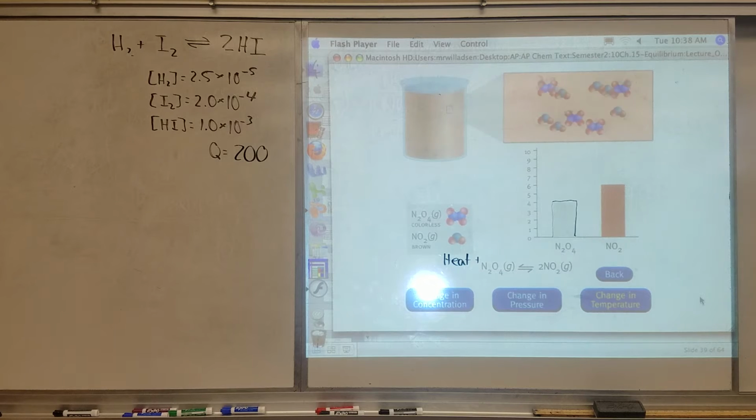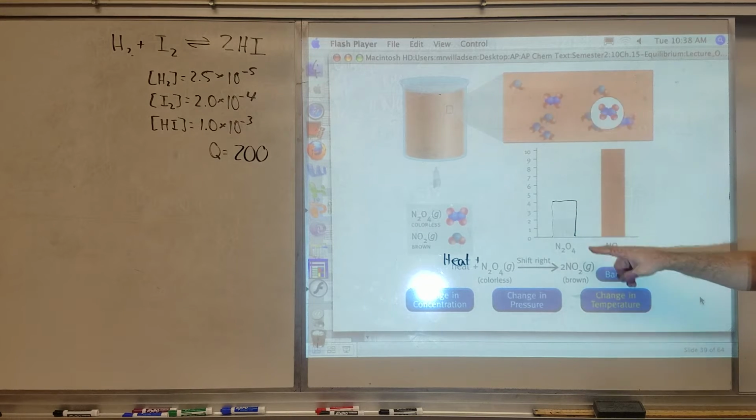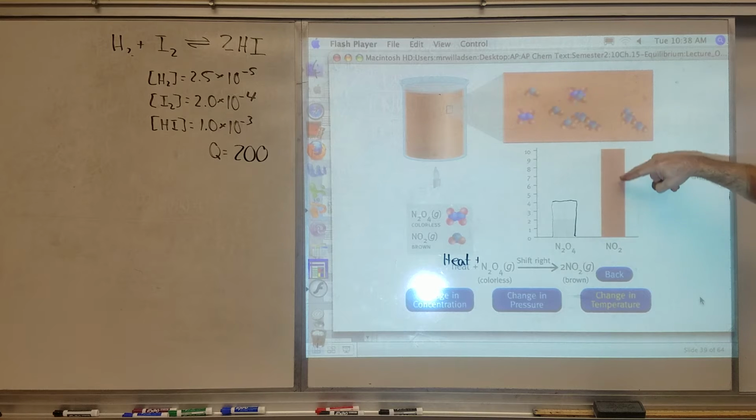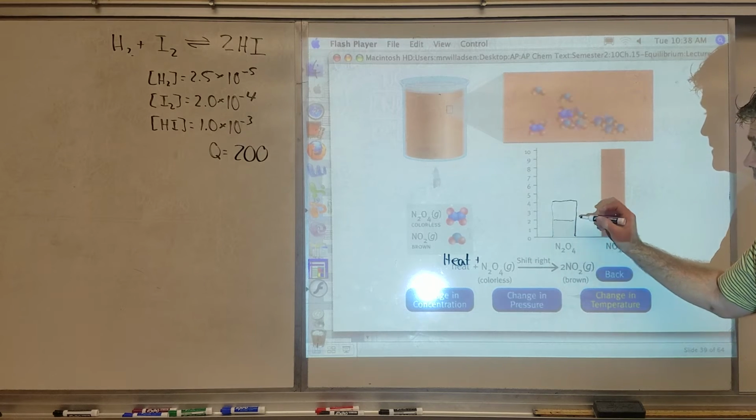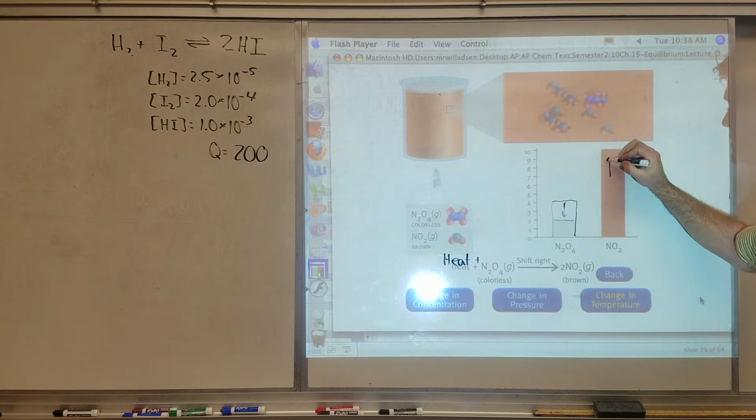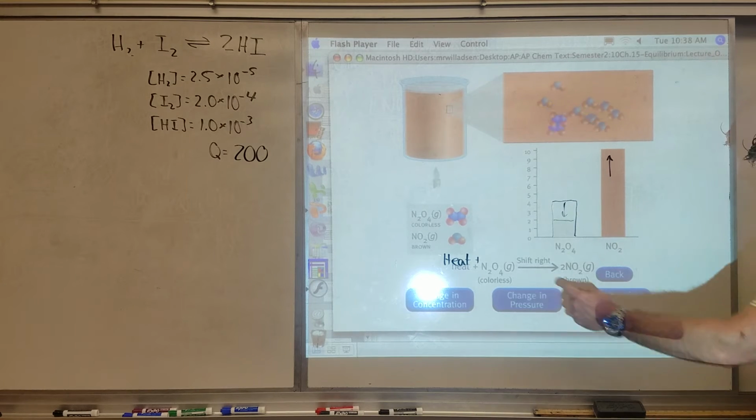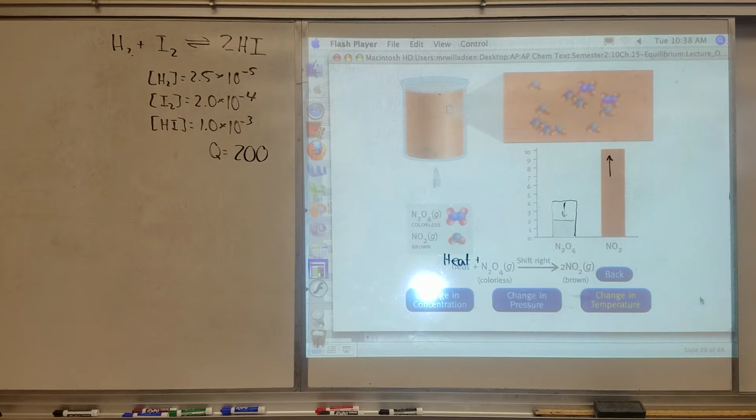Look at the color. Heat that up. And you guys will notice, look, if this dropped here, you can see this is getting much larger. So this dropped, and then this went up. There was a shift to the right, and that's what you would predict, right?